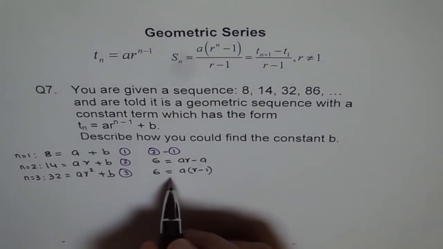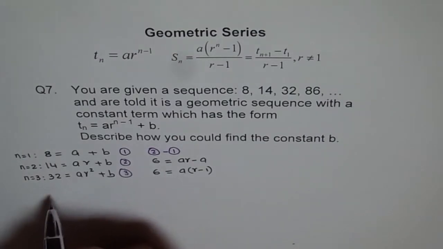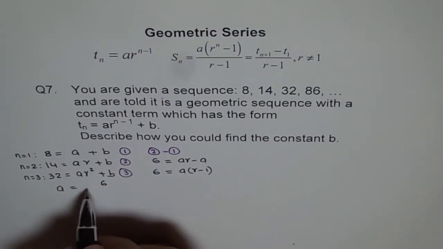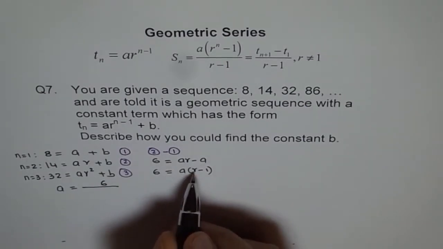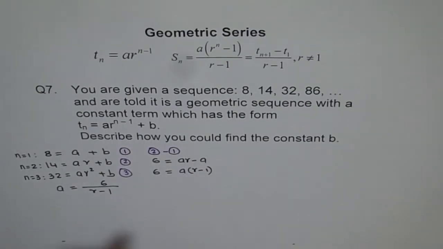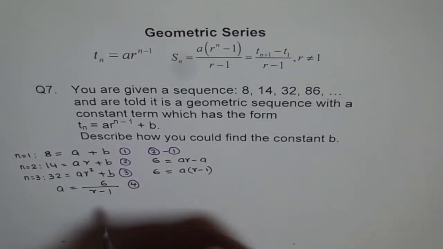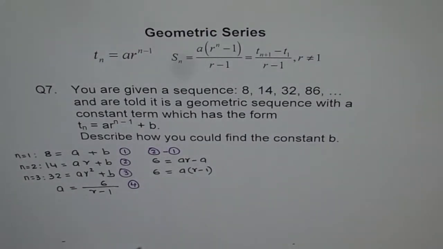Let me write it here. So a equals 6 divided by r minus 1. I'll make this equation 4. So I got a in terms of r. Do you understand? Now, that is one part.